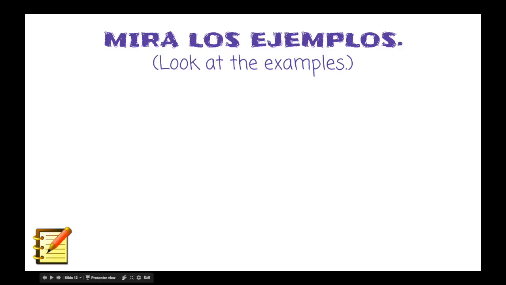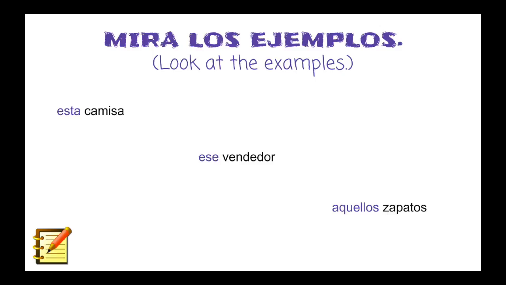Ahora en tus paquetes, por favor, mira los ejemplos. Esta camisa, this shirt. Notice esta is in front of the noun that it's modifying, but it does match in gender and number. Ese vendedor, that vendor. Notice again, it's in front, but it's also masculine singular. Y finalmente, aquellos zapatos, those shoes over there. Again, it's in front, but it is masculine and plural.